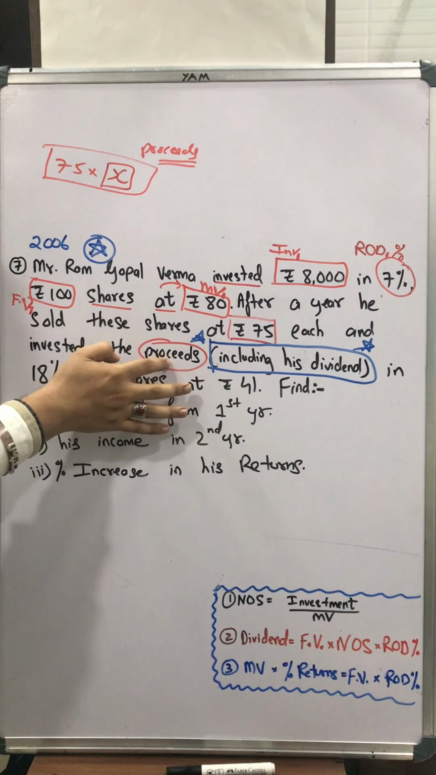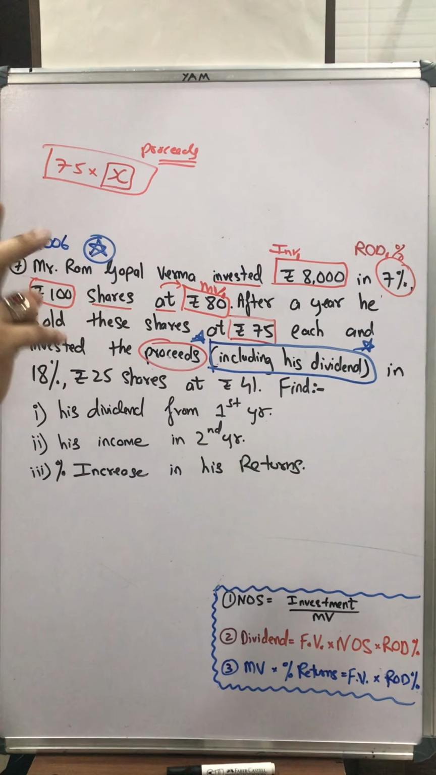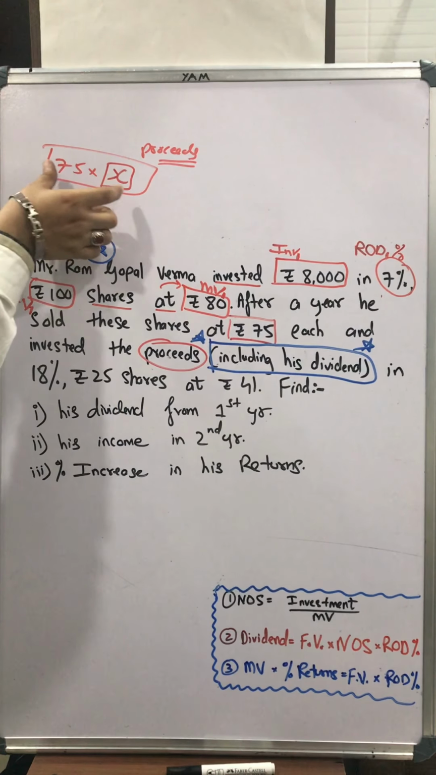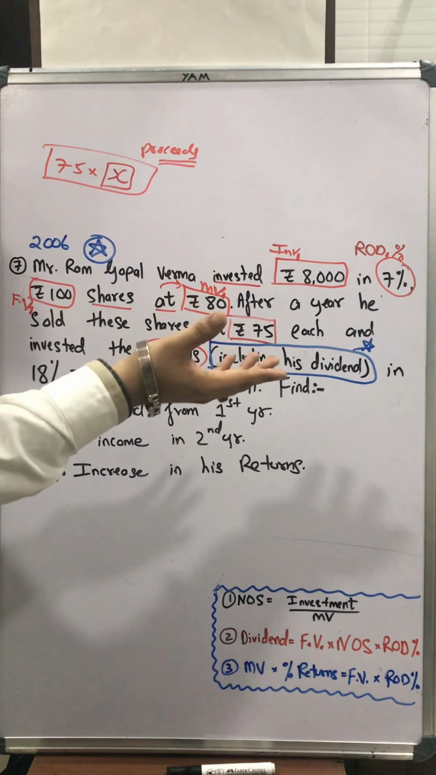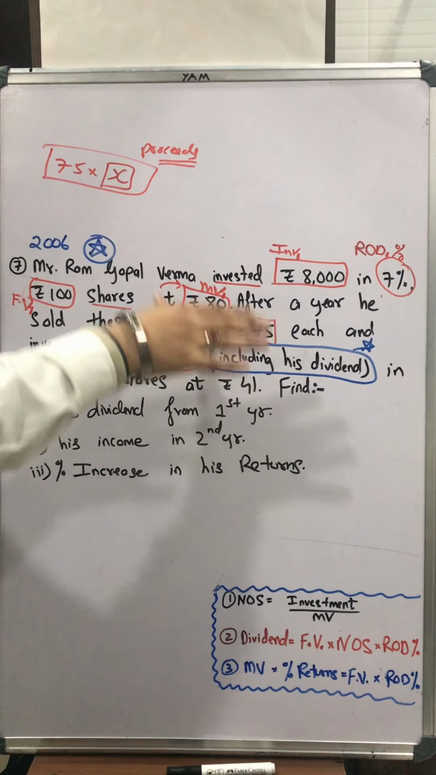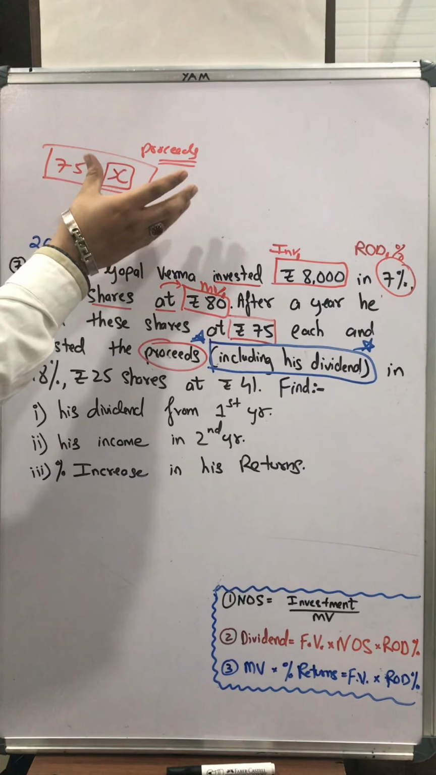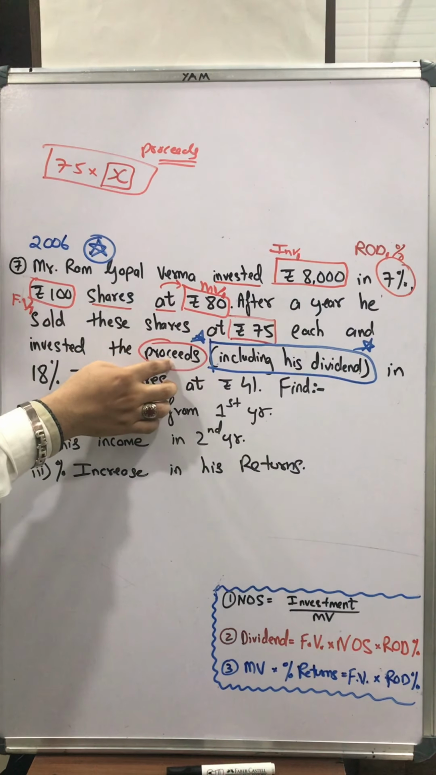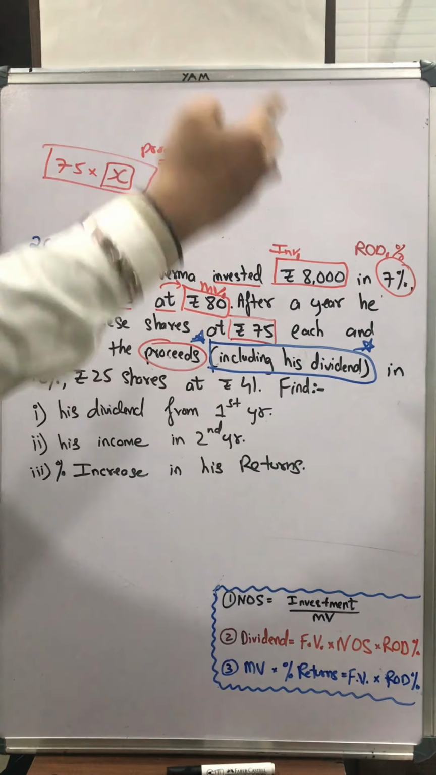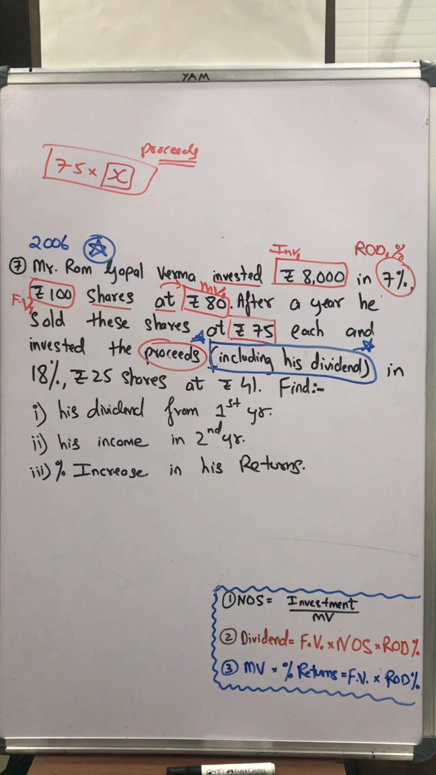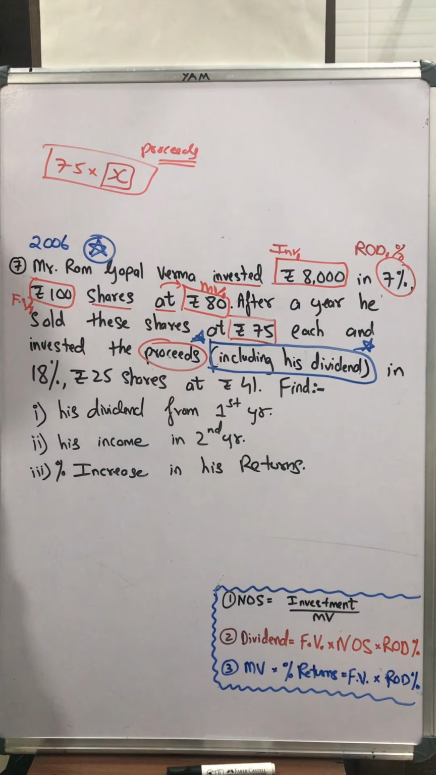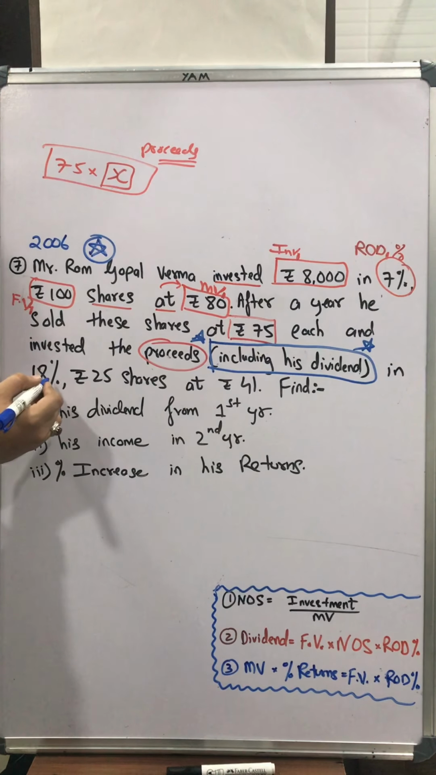So here the proceeds, two things will come. We need to add two amounts. One amount is the amount obtained by selling the shares, and the other is the dividend obtained from the first firm in the first year. So when we add both the values, that value is called proceeds, and that proceeds will act as the investment for the second firm. Understanding, students? Okay, so including his dividend in.